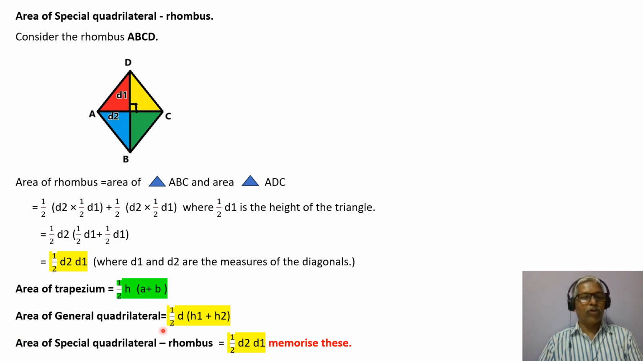Area of a general quadrilateral is half d into (h1 plus h2), this in the bracket. And area of a special quadrilateral, rhombus, is half d2 into d1, where d1 and d2 are the measures of the diagonals.